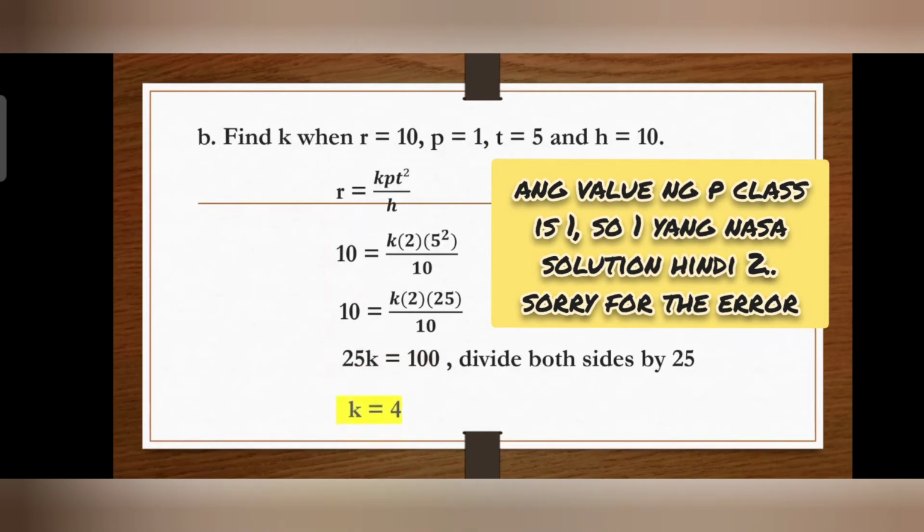So, the answer is K is equal to 4. 100 divided by 25 is 4. So, the value of our K is 4.